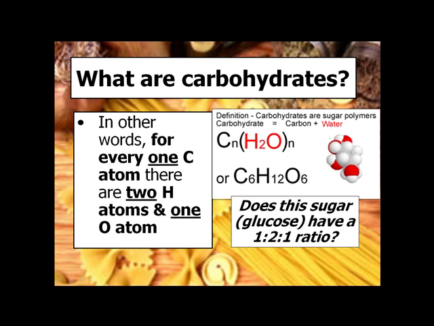For every one carbon atom, there are two hydrogen atoms and one oxygen atom, like the diagram on the right of a glucose molecule. So this could be sort of like an algebraic formula to figure out a carbohydrate, where n would equal whatever number you choose. So if you think about this, we have C6H12O6. The question is, does this sugar glucose have a 1:2:1 ratio? Well, if you break it down, you'll see there's 6 carbons to 12 hydrogens. So 6 to 12, or 1 to 2. And then 6 oxygens, so that'd be 1:2:1. So if you answered yes, you're right.